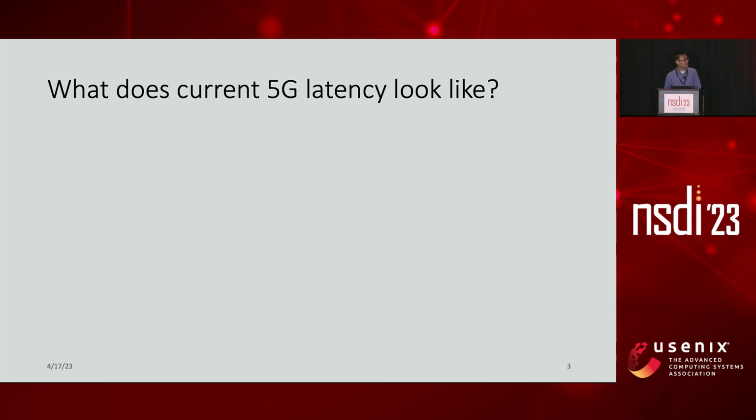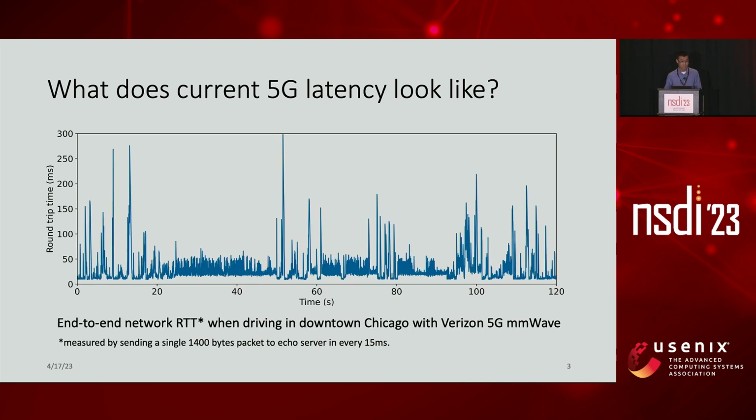So what does the current 5G latency look like? To find out, I went to Chicago and drove around the downtown area, and I measured the packet round-trip time over time. I plotted the time series graph here, where the y-axis shows the packet round-trip time. As you can see, the latency is very variable. It can give you 18 milliseconds at the minimum, but it spikes to 300 milliseconds at the maximum.